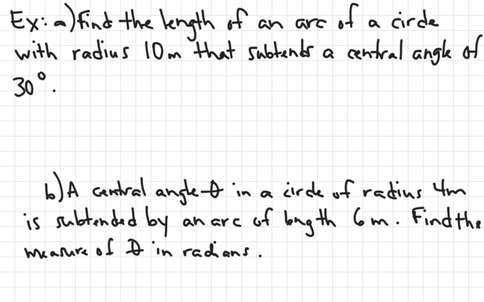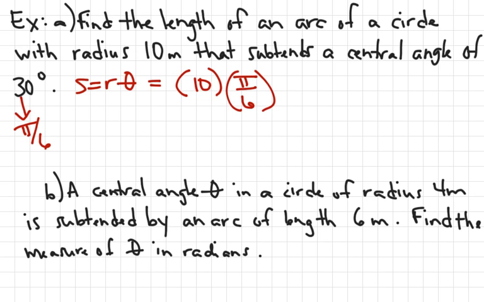Now let's use this formula. Find the length of an arc of a circle with radius 10 meters that subtends a central angle of 30 degrees. Don't freak out about the word subtends. The problem is just asking you to find the length of the arc. Well, the formula for the length of an arc is this, as long as theta is in radians. Well, 30 degrees is easy, it's just pi over 6. So the arc length must be the radius times theta.